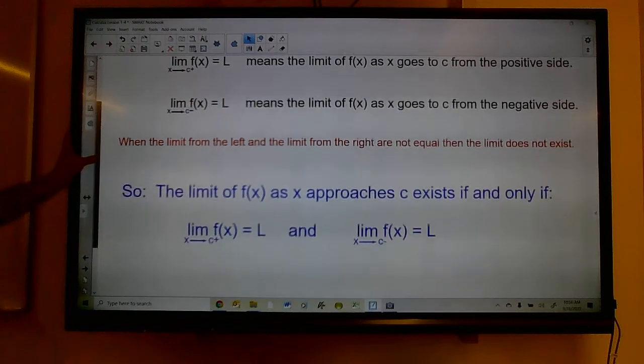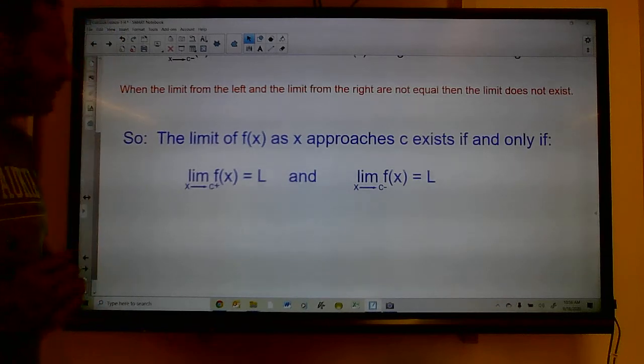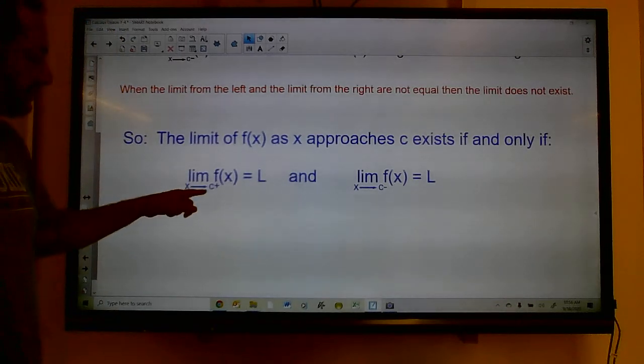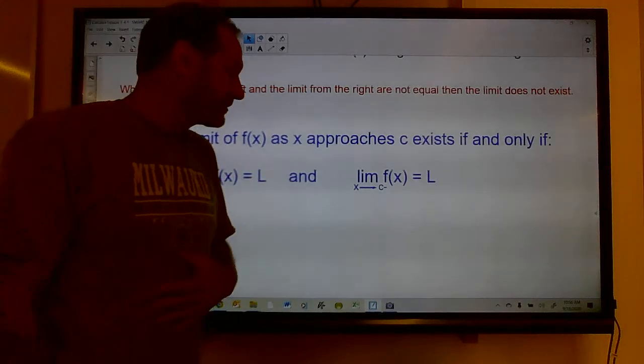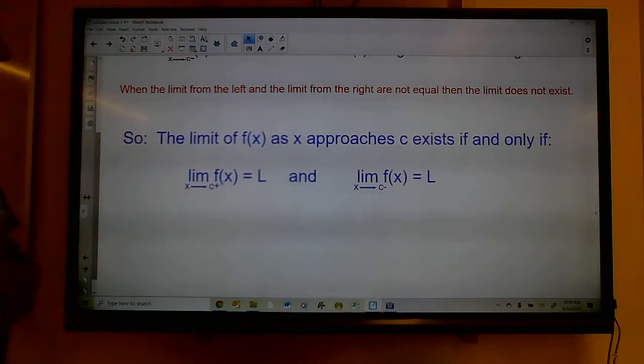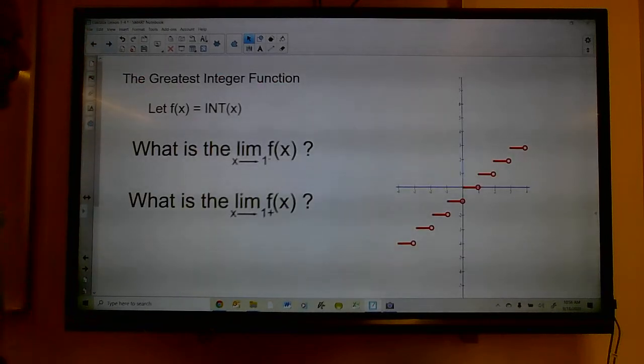Okay, so the limit of f of x as x approaches c exists if and only if the limit as x approaches c from the positive side of f of x is L, and the limit as x approaches c from the negative side of f of x is L. Okay, so let's look at this.